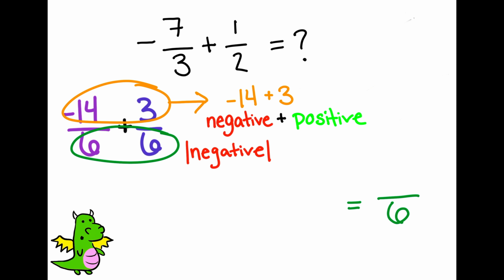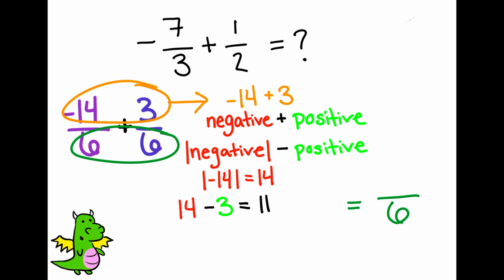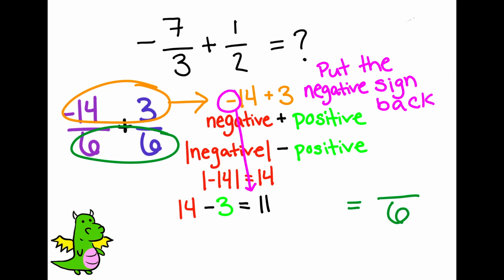Here's a trick. When you have a negative plus a positive, take the absolute value of the negative and subtract the positive. Then, super important, you must put the negative sign back. This leaves us with -11, which gives us -11/6.